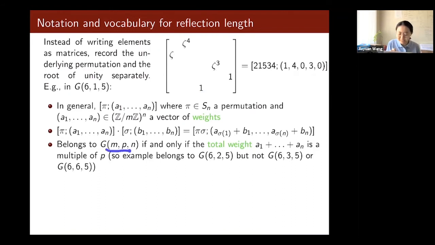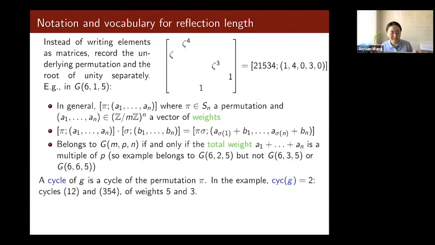An element is in G(m,p,n) if and only if the total weight is a multiple of p. In this example, the total weight will be 1 plus 4 plus 3, which is 8. And 8 is a multiple of 1, so that element is in G(6,1,5). It's also a multiple of 2, so that's also in G(6,2,5). And for the same reason, it's not in G(6,3,5) or G(6,6,5).